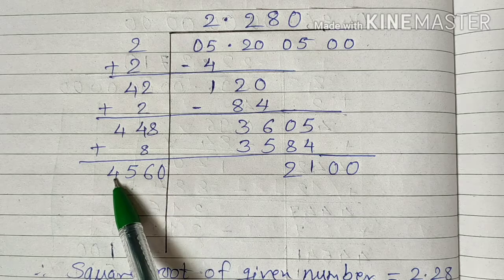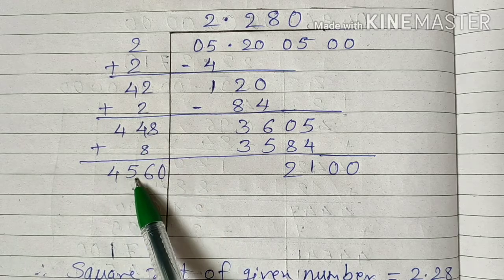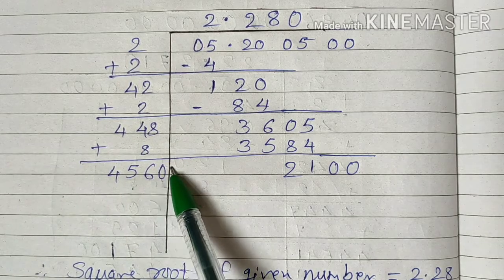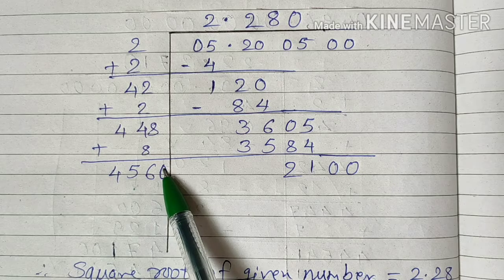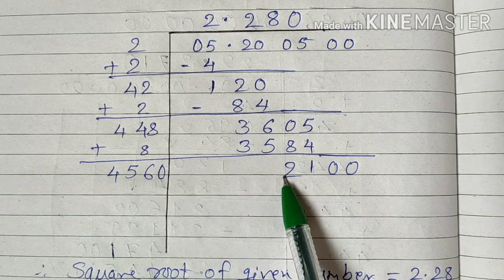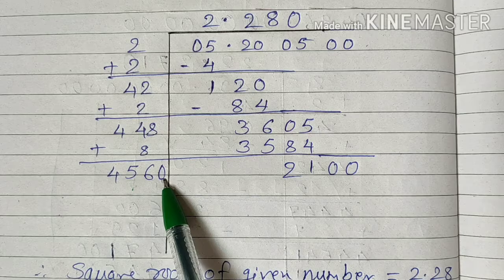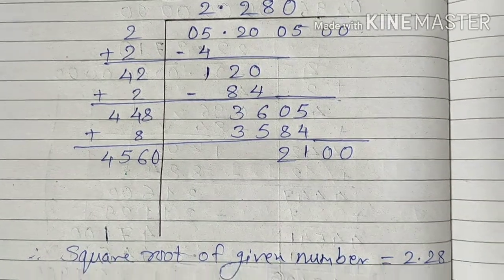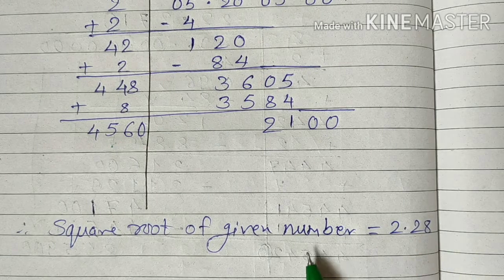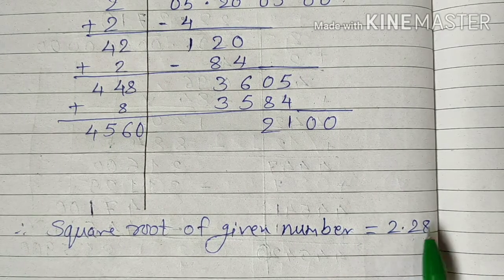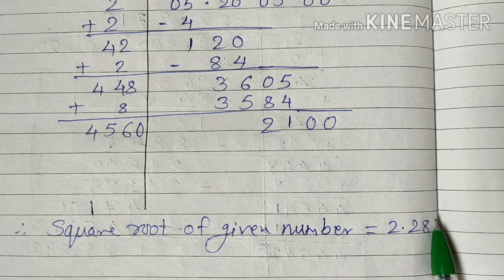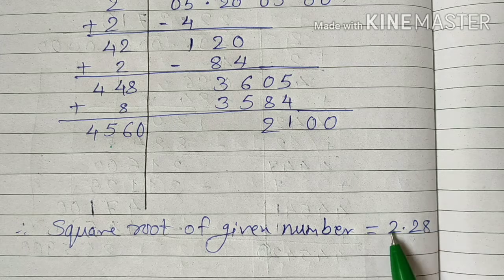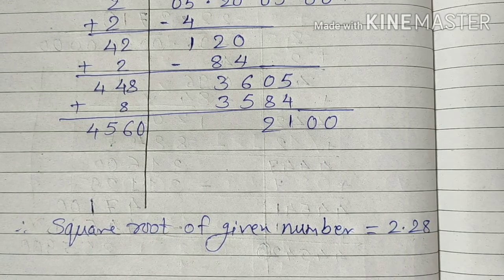Now the answer was 4 5 6. If we take any number here, then it will become greater than this, so we have taken 0 and we added 0 over there. Okay, so the square root of the given number is 2.28 because the third digit was 0. 0 can be neglected, so we want only the 2 digits after the decimal point.